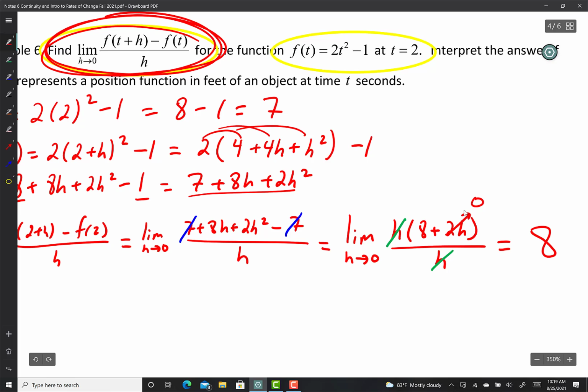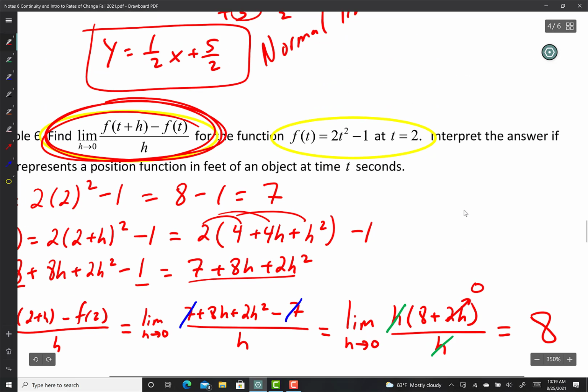They're telling us that f of t represents a function. So this is easy to analyze, guys. That's just a parabola with the y-intercept at -1. Let's go ahead and assume that t is greater than or equal to 0. So it looks something like that. And this is position in feet.